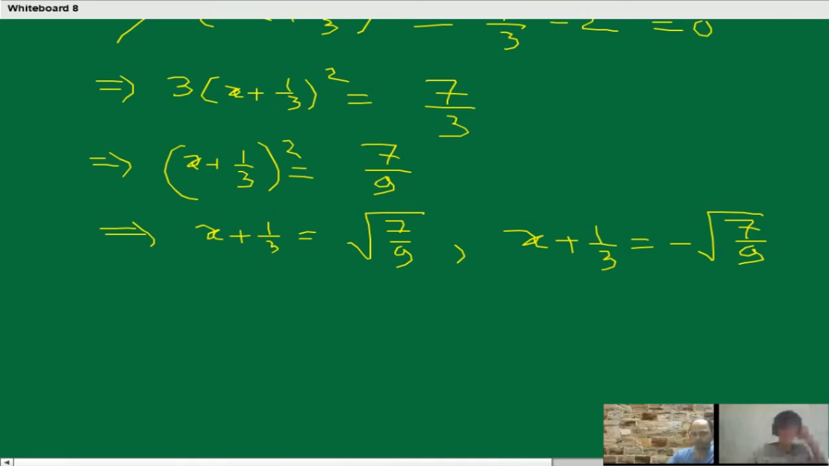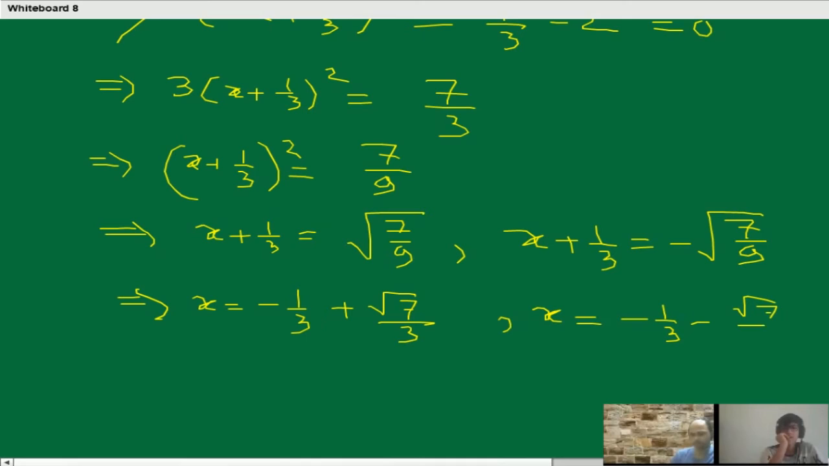So what would root 7 over 9 give us? Okay, so here it would be negative 1/3, and this would be written as root 7, and root 9 is 3 simply. Okay. So that's the answer.